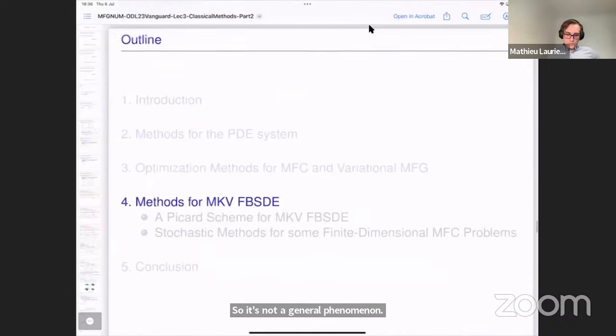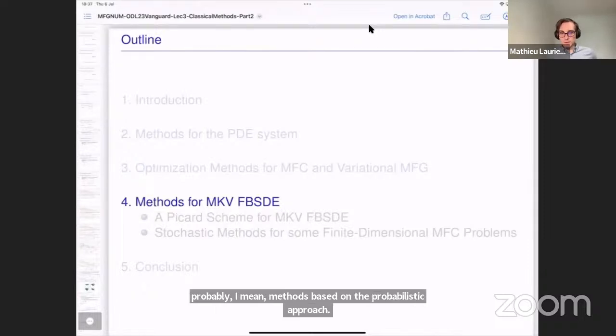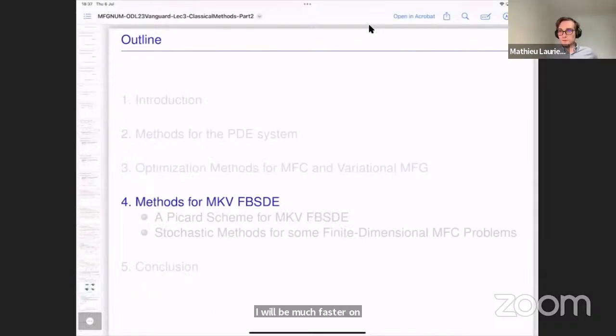All right, so we have some time to describe the methods based on the probabilistic approach. I will be much faster on this. Even though we have less time, I think it's fine because I have fewer things to say. But I want to say that there are some methods that exist also for the probabilistic approach.